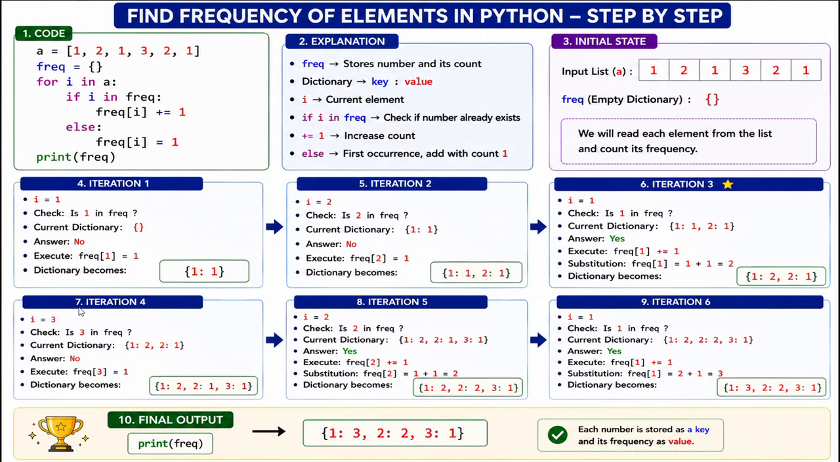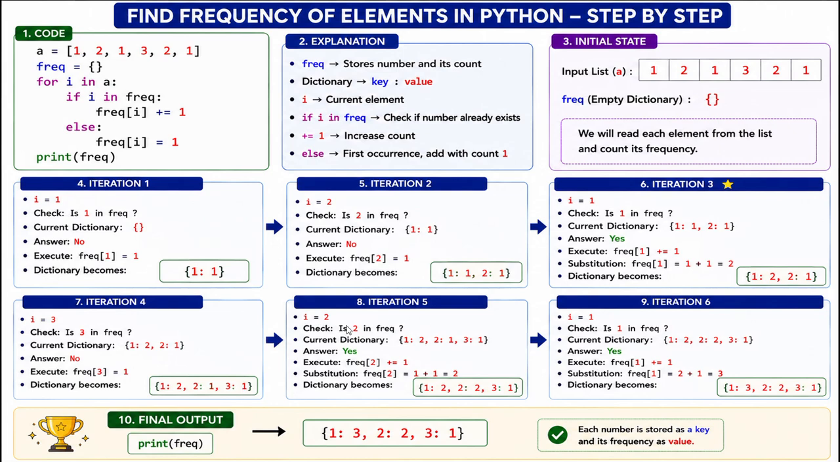Now let us move to the next one. Iteration 4. i equal to 3. Check: is 3 in the dictionary or not? Here this is the current dictionary. No, there is no 3, right? So we will add the 3. 3 appears one time.